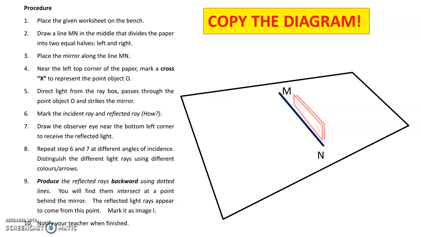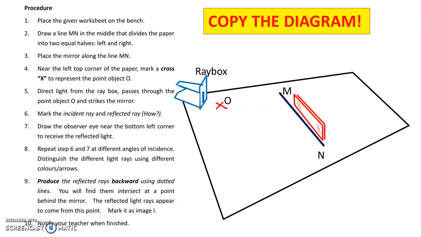Mark a point O on the top left. This is the point object. Then turn on the ray box. Direct a light ray through the point O. Mark the reflected ray.